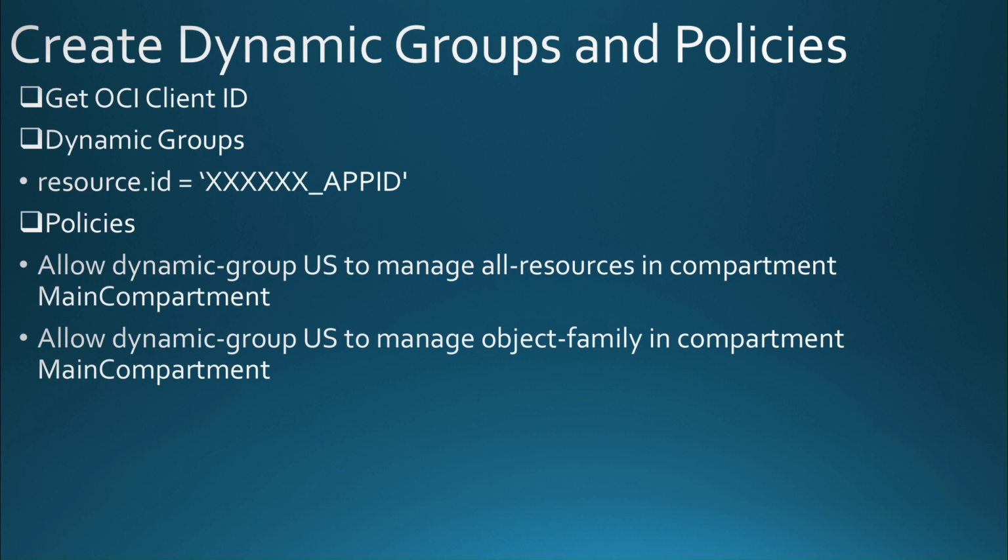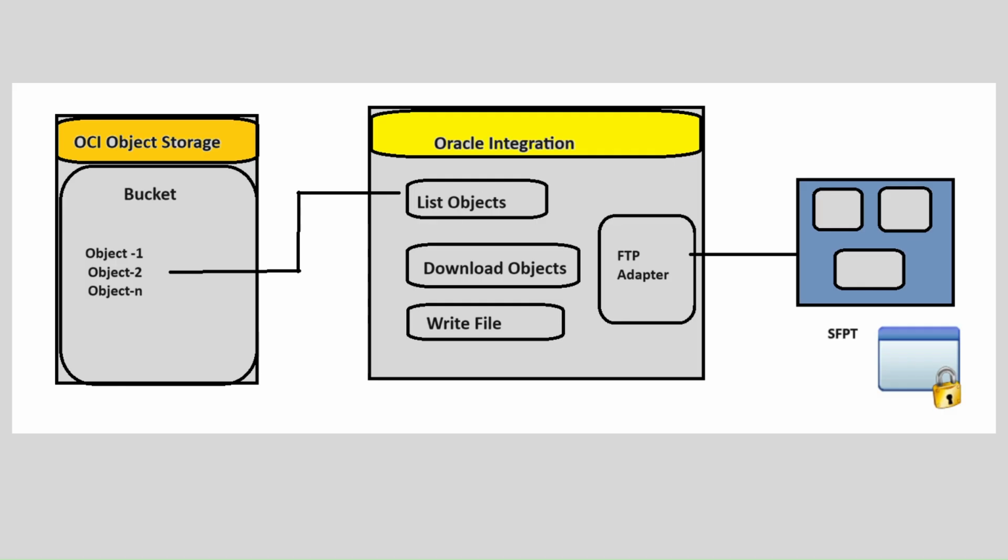Note that the policy will allow the dynamic groups to manage and invoke REST API calls for all resources in the compartment. After completing all the configurations, now we have to build an OIC integration to push all the files from OCI Object Storage to the SFTP server. In OCI Object Storage, we have a bucket, and under the bucket we have multiple objects: object 1, object 2, and a number of objects.